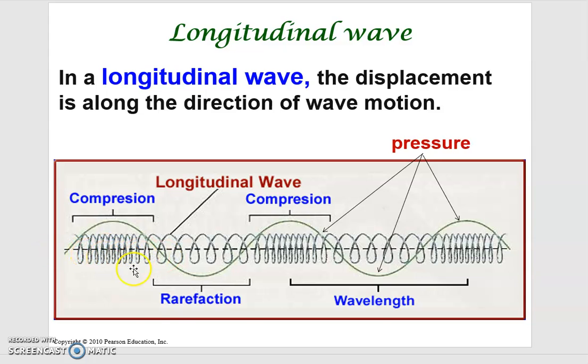So it is a compression and rarefaction of the medium, and because of this oscillation, the longitudinal wave is propagated. However, the definition of the wavelength is still the same. So this is the so-called wavelength. It is the point that repeats themselves. So that is what we mean by the longitudinal wave.